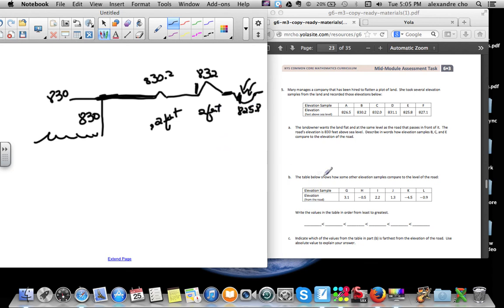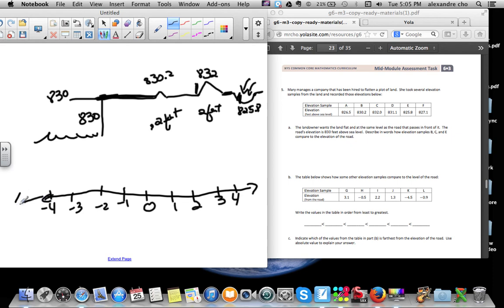The table below shows how other elevation samples compare to the level of the road. Write the values in the table in order from least to greatest. So what I would do is create a number line and plot those points. So 0, 1, 2, 3, 4, -1, -2, -3, -4, and apparently I need a -5 here.